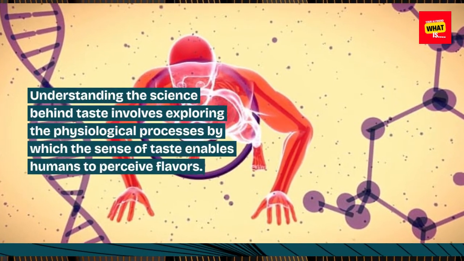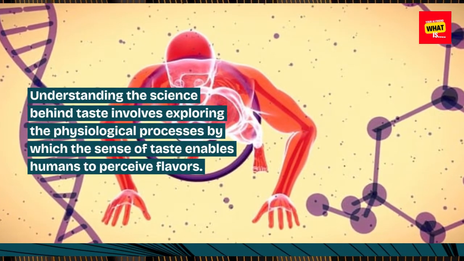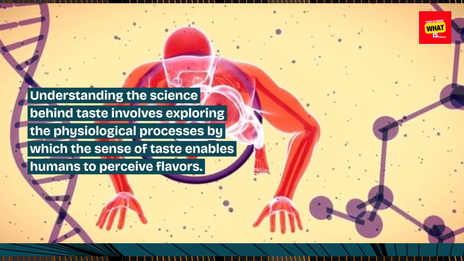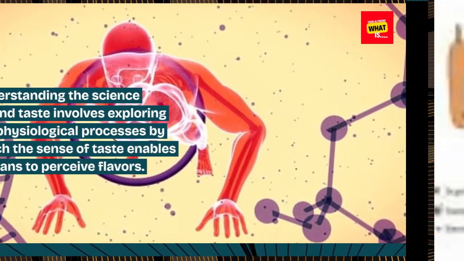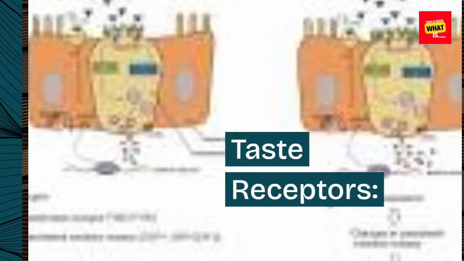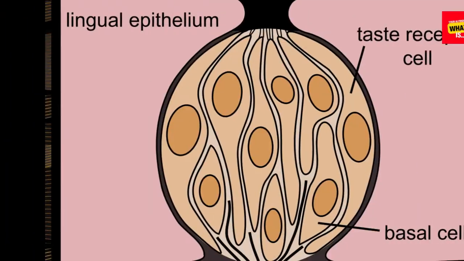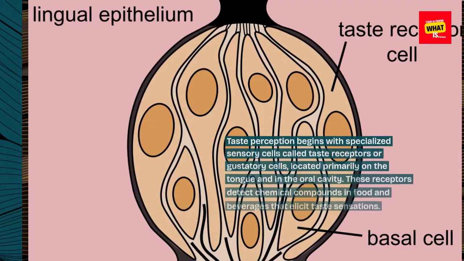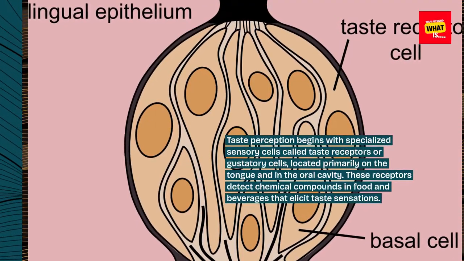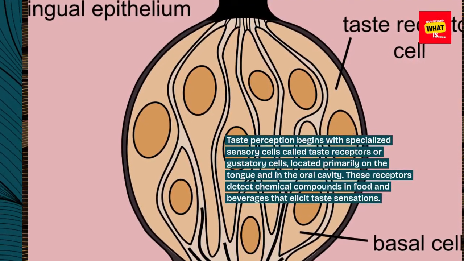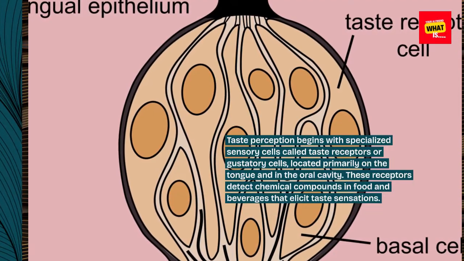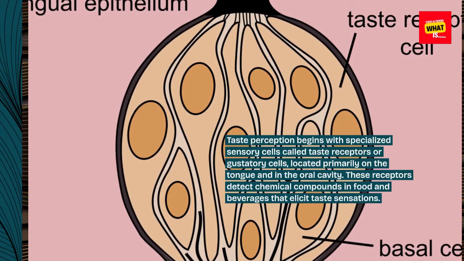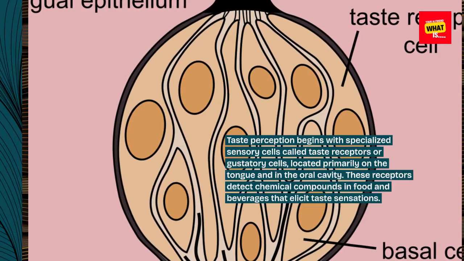Understanding the science behind taste involves exploring the physiological processes by which the sense of taste enables humans to perceive flavors. Taste receptors. Taste perception begins with specialized sensory cells called taste receptors or gustatory cells, located primarily on the tongue and in the oral cavity. These receptors detect chemical compounds in food and beverages that elicit taste sensations.